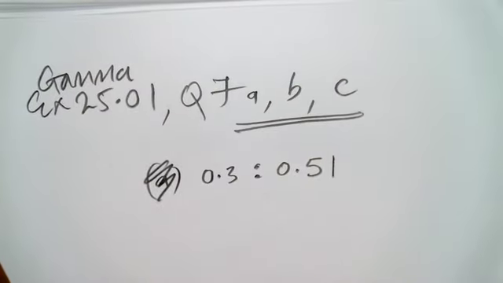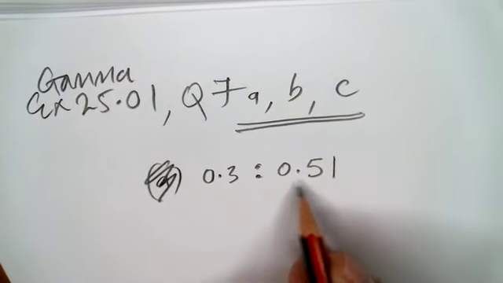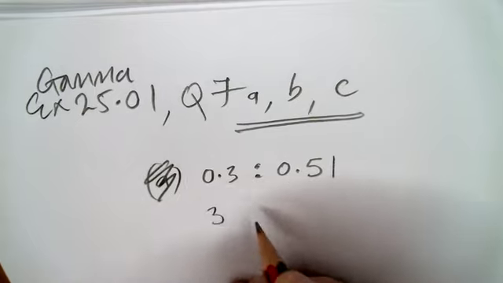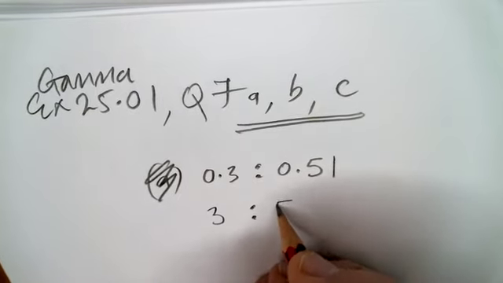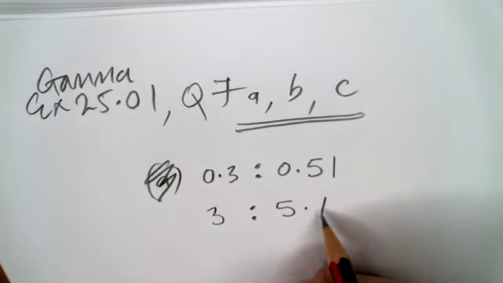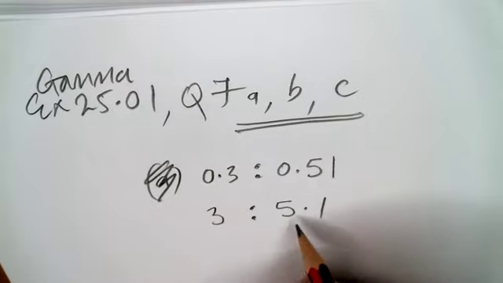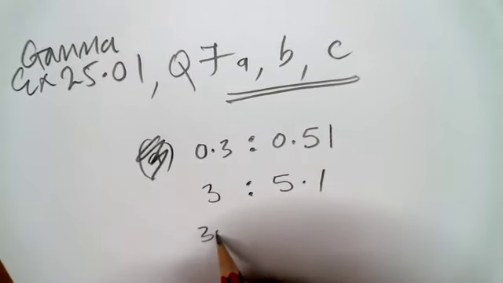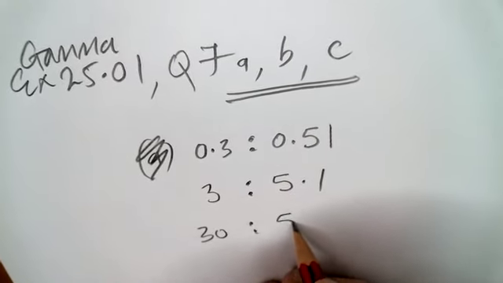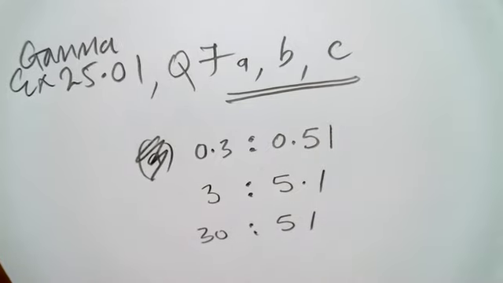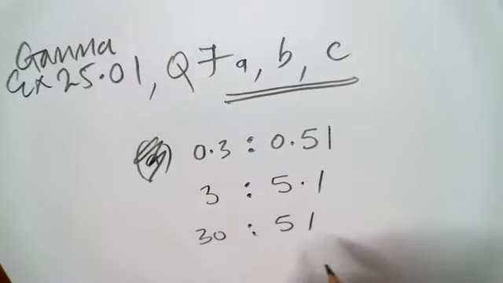So now I'm going to multiply them both. If I multiply them both by 10, I get 3 to 5.1. Well, that's no good. I've still got a decimal, so I'm going to multiply it by 10 again. So it would be 30 to 51, and that would be my ratio. So that's what we're doing. We're multiplying them by factors of 10 so that we no longer have any decimals, and we don't do them by any more factors of 10 than we need to.